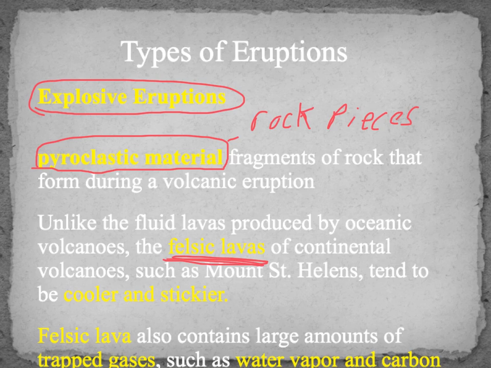Alright, so if we look at a continental volcano, like Mount St. Helens, the lava, or the magma, is cooler and stickier. And the big thing is these cooler, stickier lavas contain large amounts of trapped gases, such as water vapor and carbon dioxide.